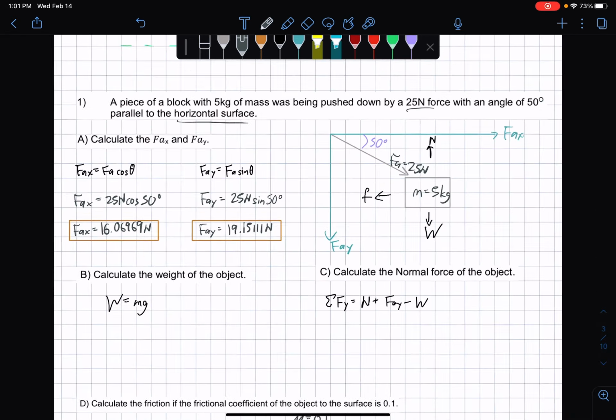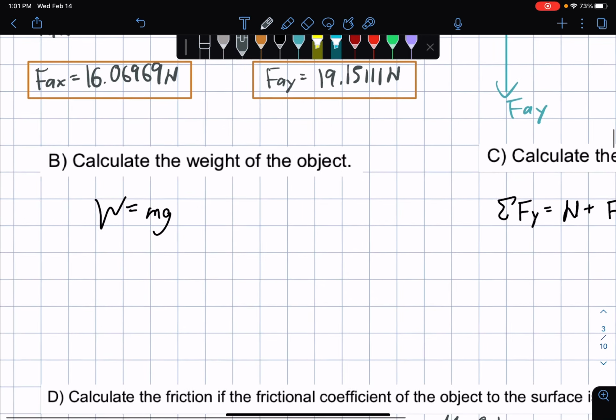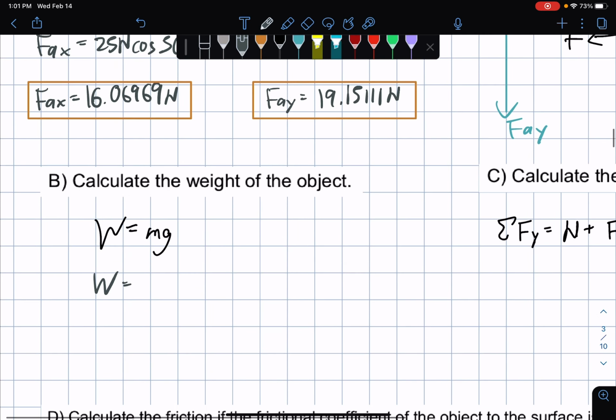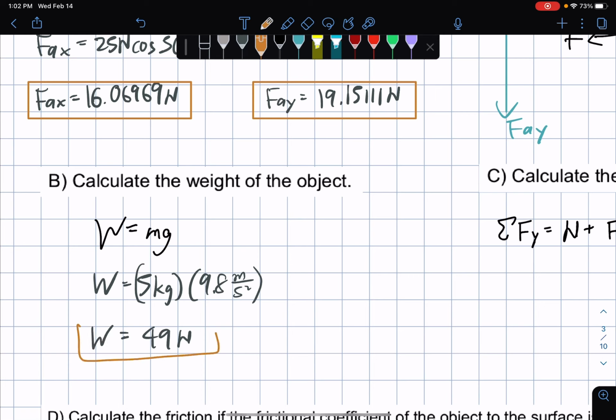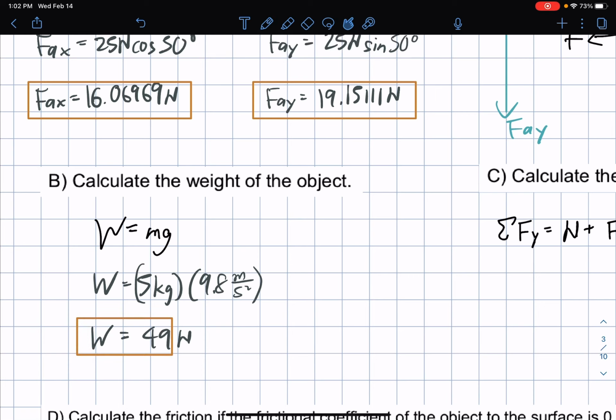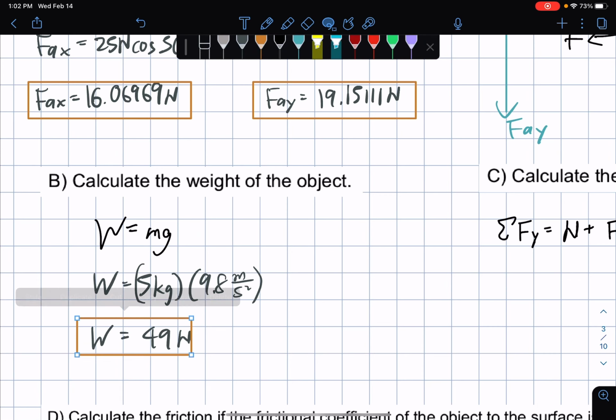Okay, so that's it. Let's go to letter B. Calculate the weight of the object. We know that the mass is 5 kilograms, and gravity, always a constant, is 9.8 meters per second squared. Kilogram times meter per second squared is Newton. 5 times 9.8 is equal to what? 49. Okay, so we found the weight. Let's move on to the next.